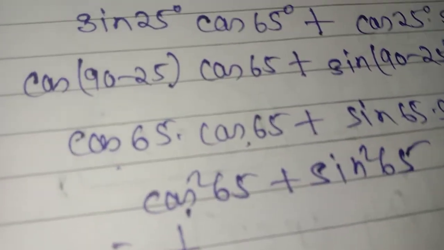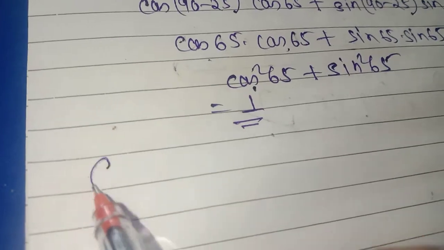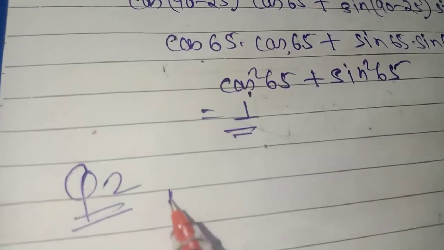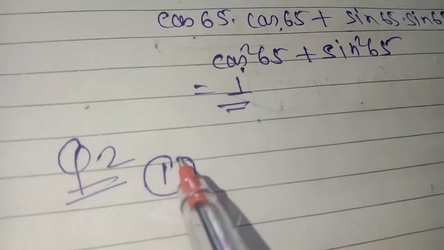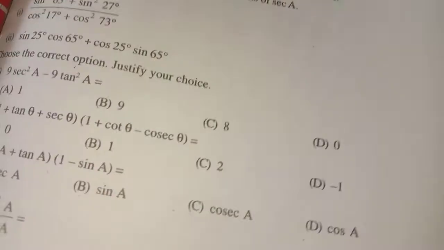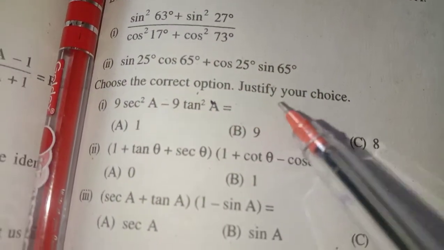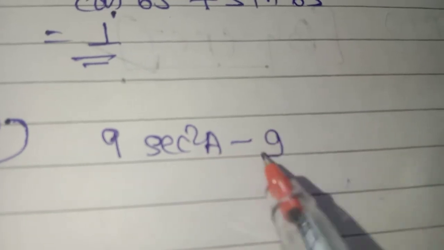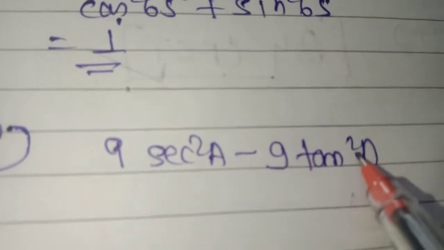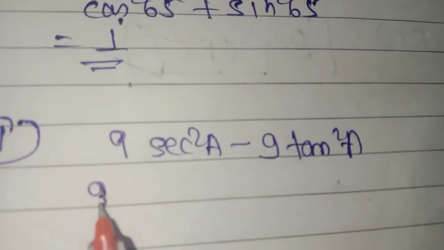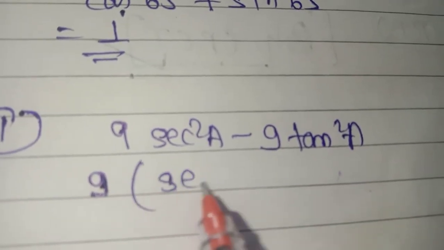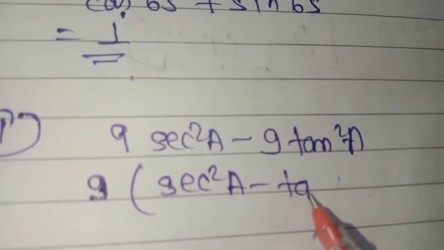Let me solve one more question from the choose the correct option section. Question number 2. This question is very important. It has been asked in examination. Choose the correct option and justify your choice. See, the first question is given: 9 sec square A minus 9 tan square A. What will I do? I will take 9 common. So it is sec square A minus tan square A.